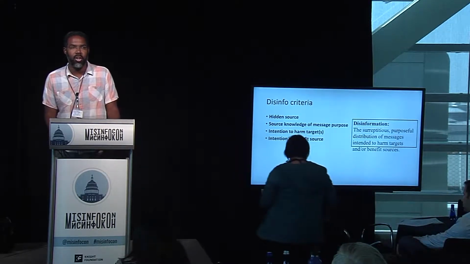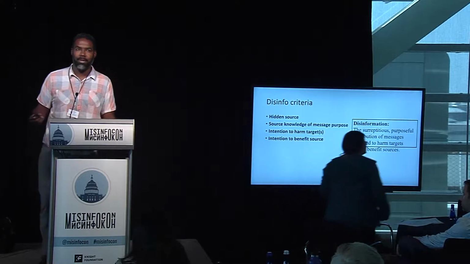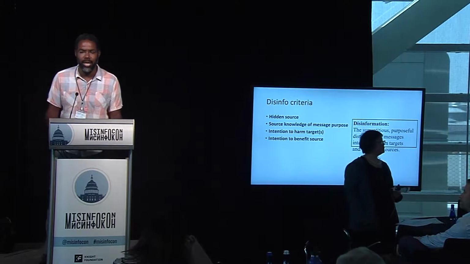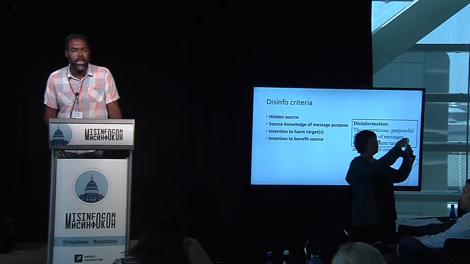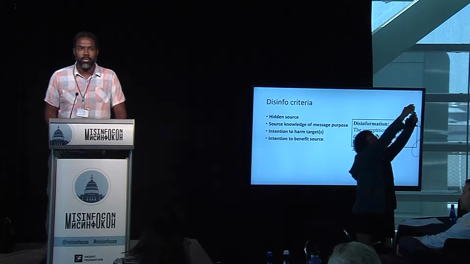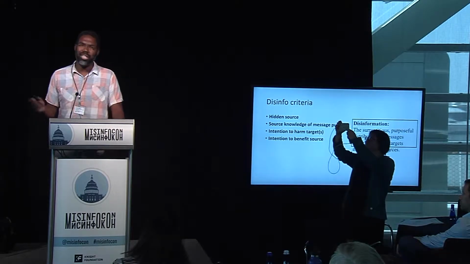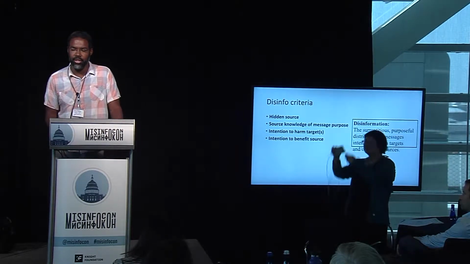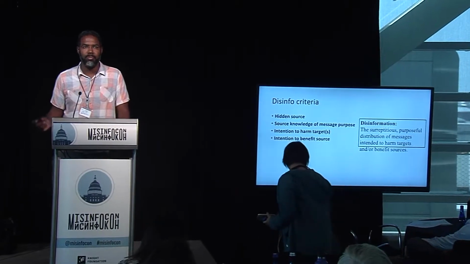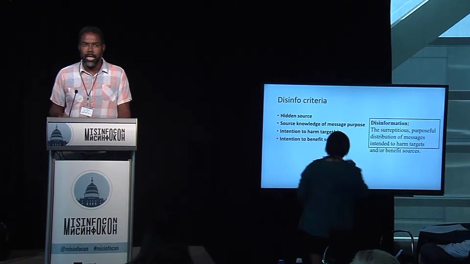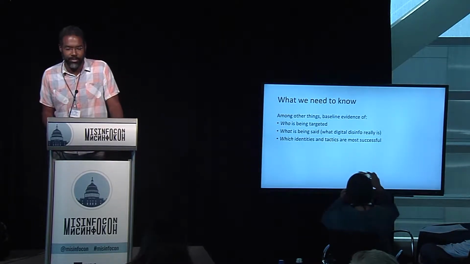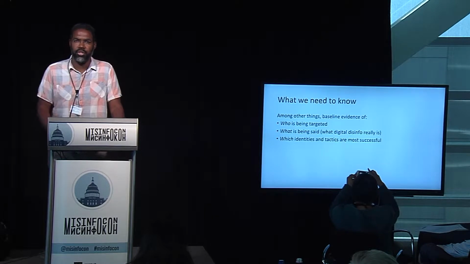There has to be an intention to harm targets. In other words, this just can't be, oh, well, I'm distributing something that's false that may or may not have a given effect. There's a very distinct intention that goes along with that. And of course, in most cases, there's an intention to benefit the source. And in the case I'll discuss, of course, the harming target and benefiting the source is kind of the same thing.